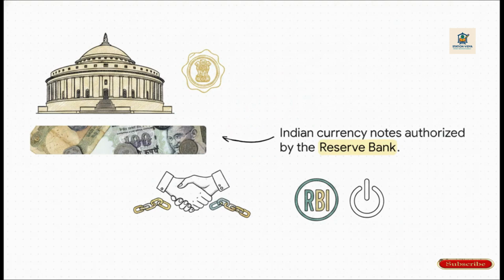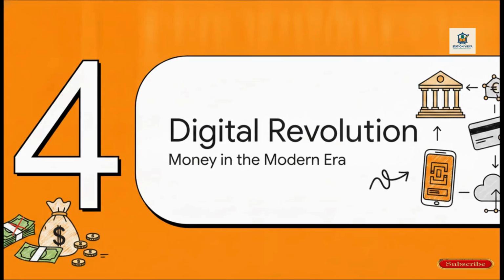Well, we only accept these paper notes because they are legally authorized by the government. Period. In India, for example, the Reserve Bank of India, the RBI, issues currency notes strictly on behalf of the central government. As per Indian law, absolutely no other individual or organization is allowed to issue currency. Because the government guarantees it, and because we all collectively trust that guarantee, that little piece of paper suddenly holds immense, real-world power. And that leads us into part four, the digital revolution, and money in the modern era.